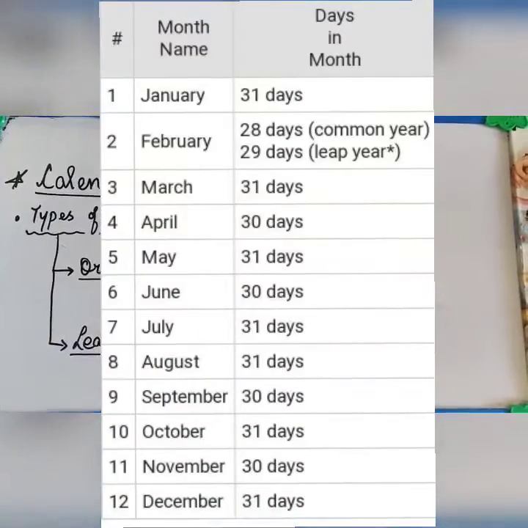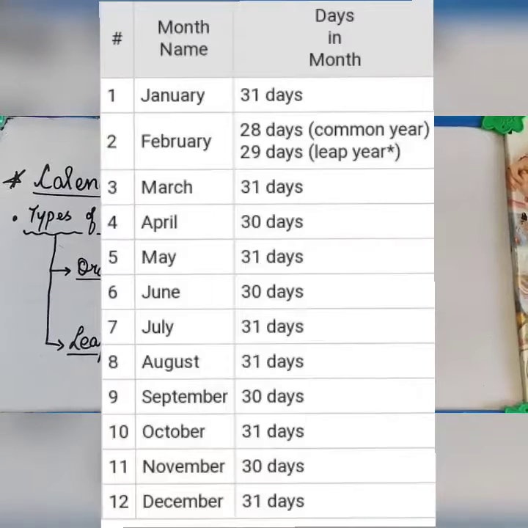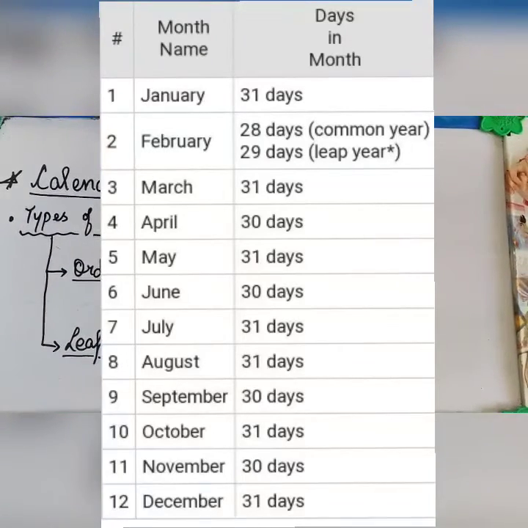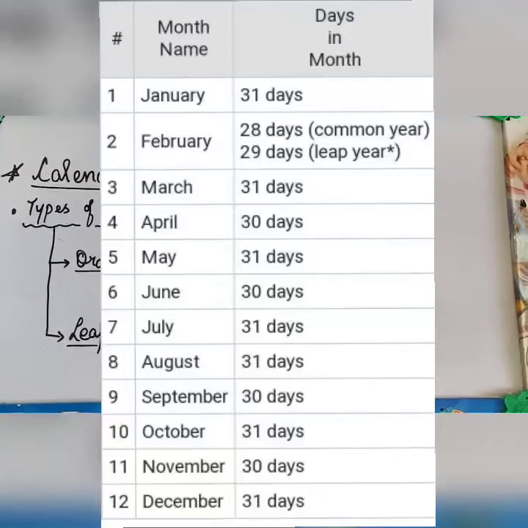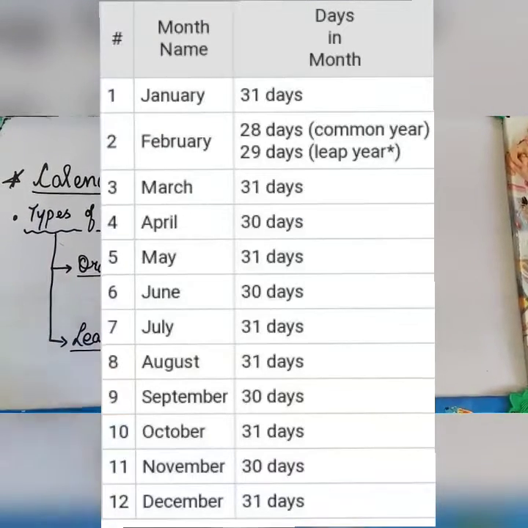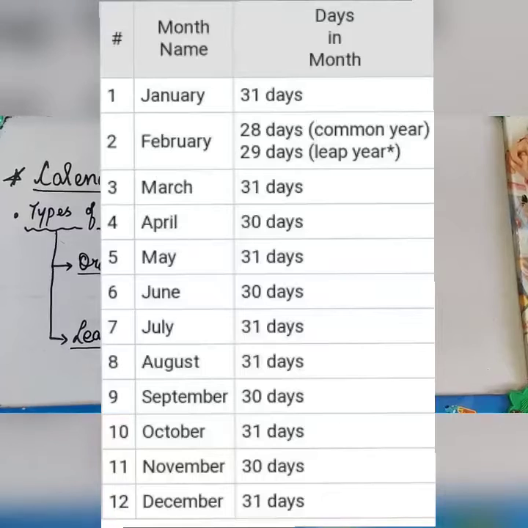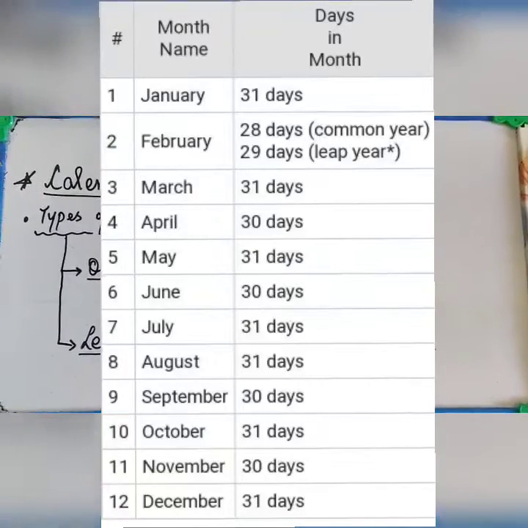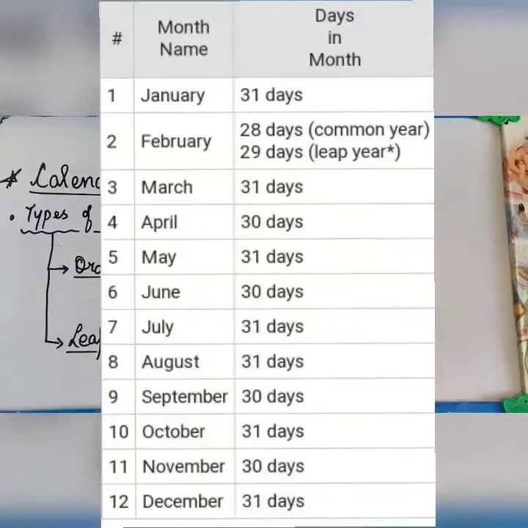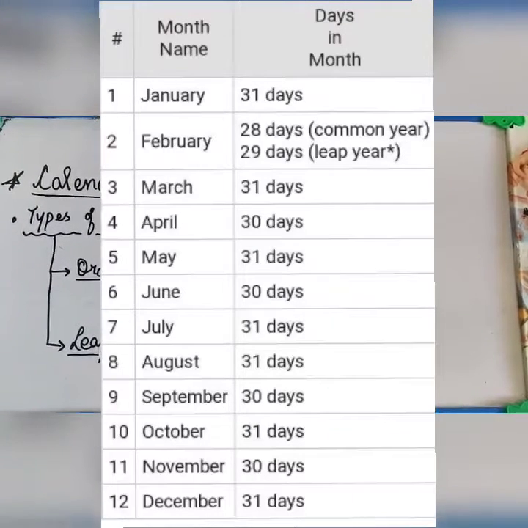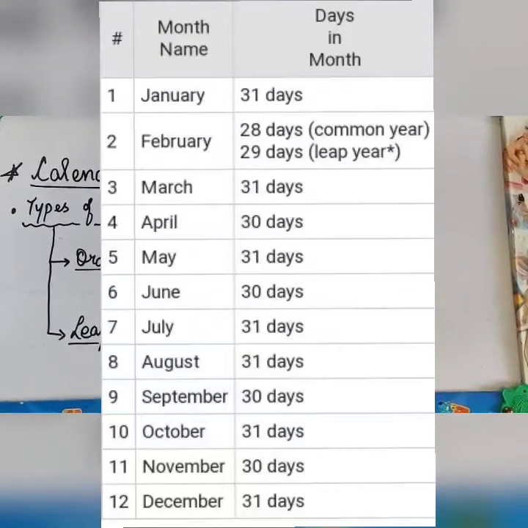As you can see the list of months of the year, you can see that January has 31 days, February has 28 or 29. 28 in an ordinary year and 29 in a leap year. Usually a month has 30 or 31 days. You can see the list which month has how many days in total. So this was all about types of year.